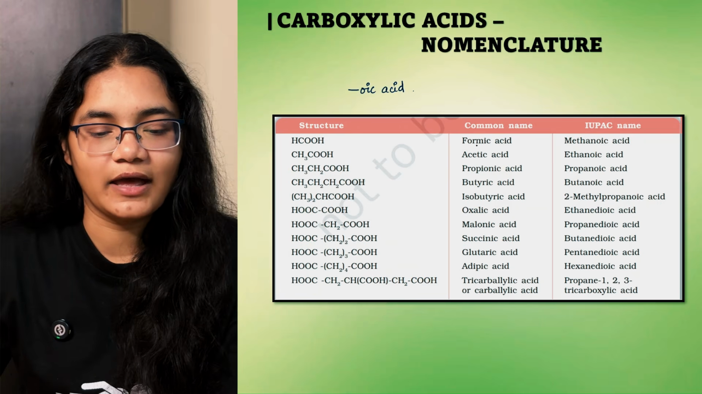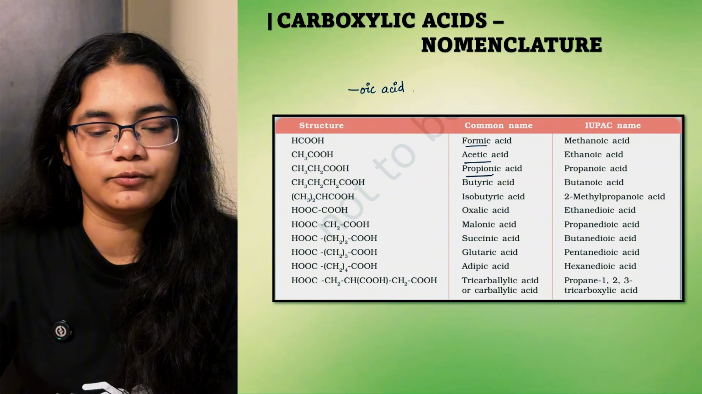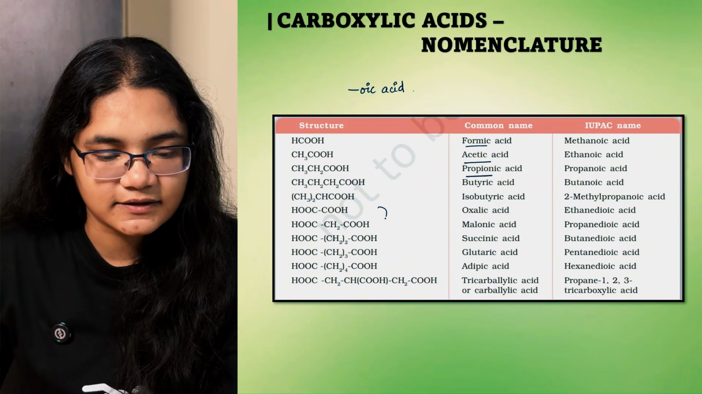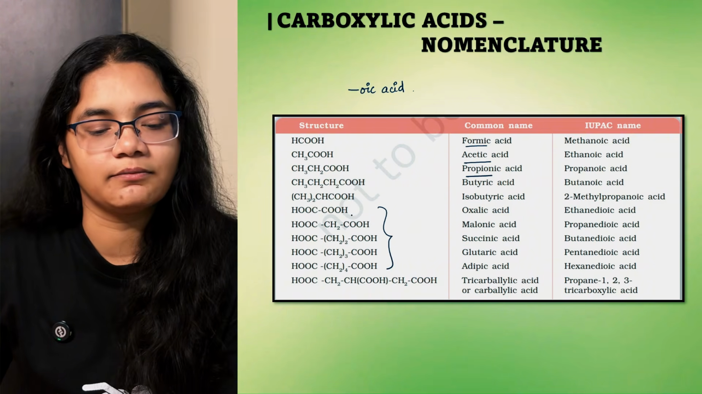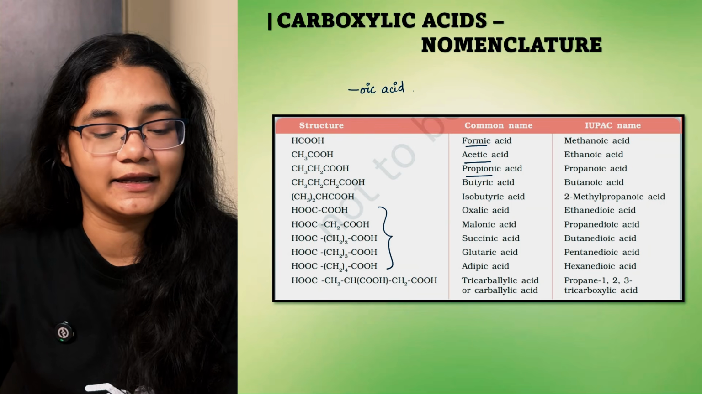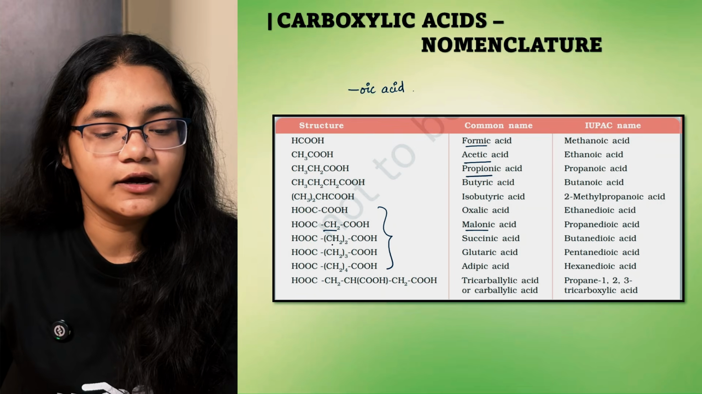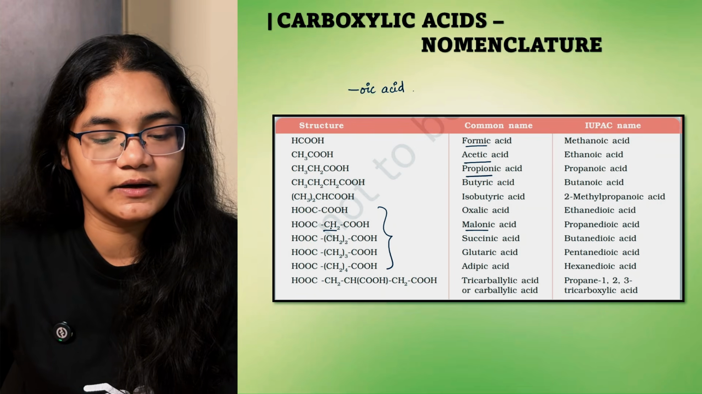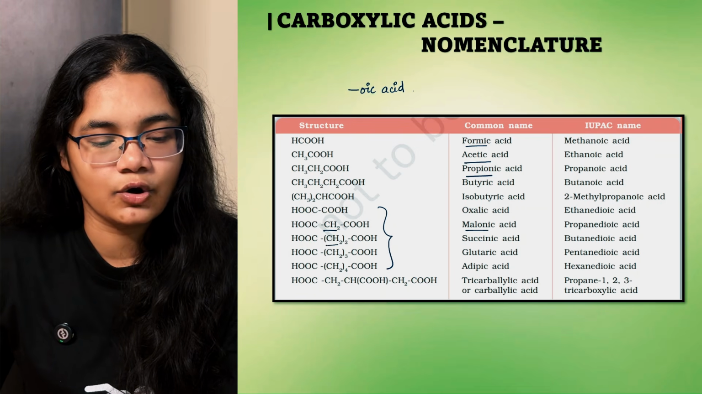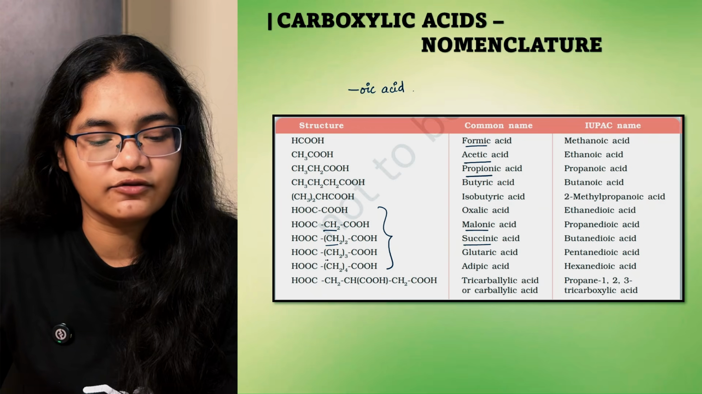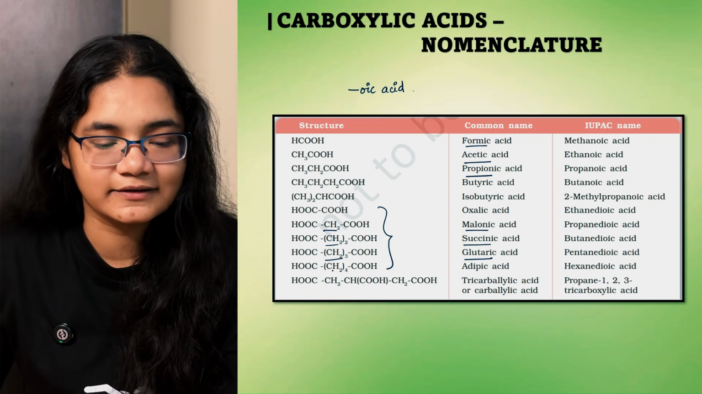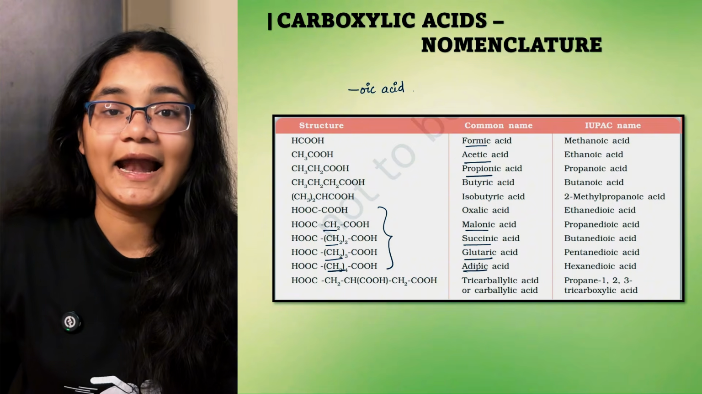Okay, so you have formic acid, acetic acid, propionic acid. Now here these are some important names that you should remember. Oxalic acid is the one with no CH2 group, just the two COOH groups. If there is one CH2 group, then it is called malonic acid. If you have two CH2 groups in between, that is your succinic acid. If you have 3 CH2 groups, that is glutaric acid, and with 4 CH2 groups, we have adipic acid.